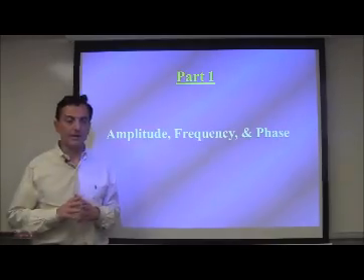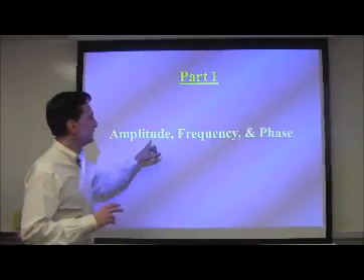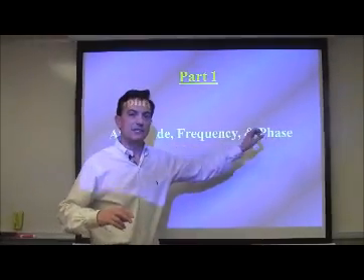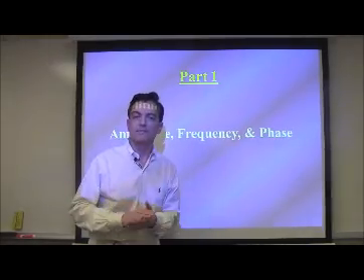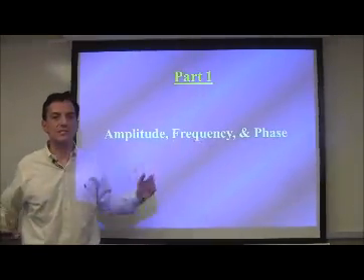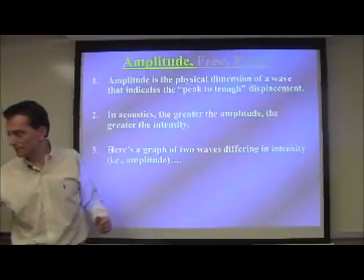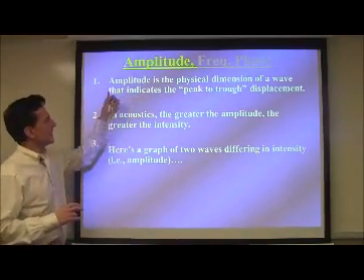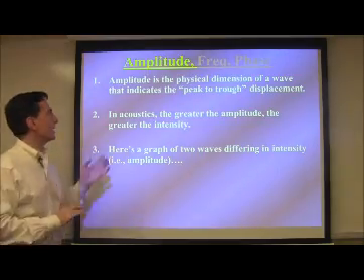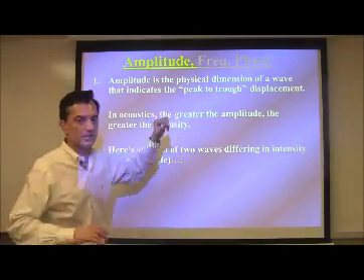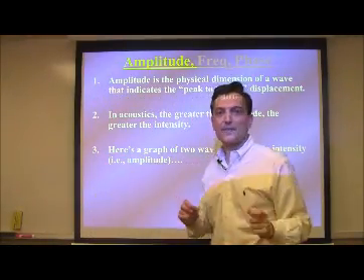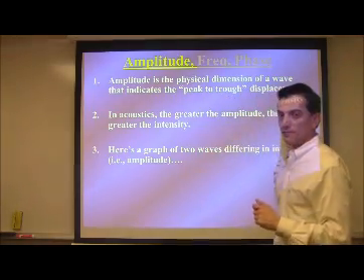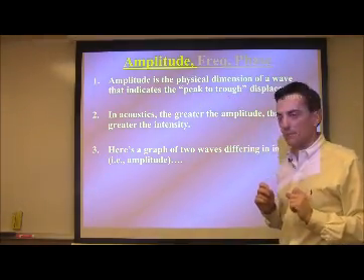So let's jump right in and remind ourselves about amplitude, frequency, and phase, and see how this is similar and also different from the way in which we talked about these constructs in the domain of vision. We'll begin by talking about amplitude, and we'll remind ourselves that amplitude is the physical dimension of a wave that indicates the peak to trough displacement. So let's unpack that. We already have the introduction of a few terms that we need to understand very precisely.